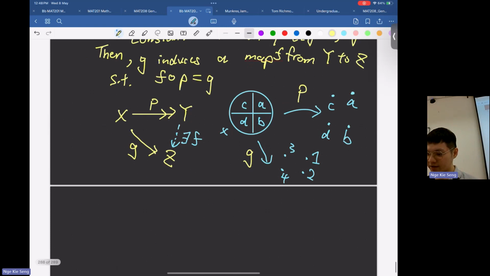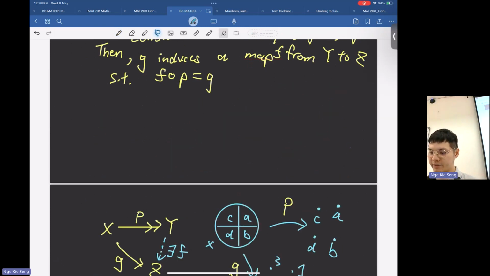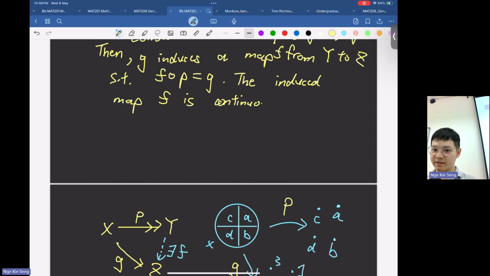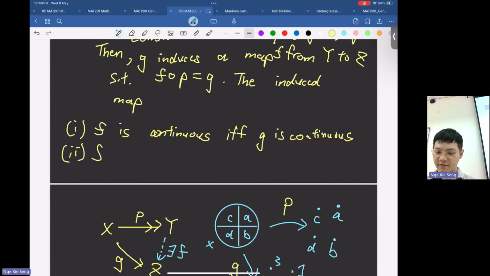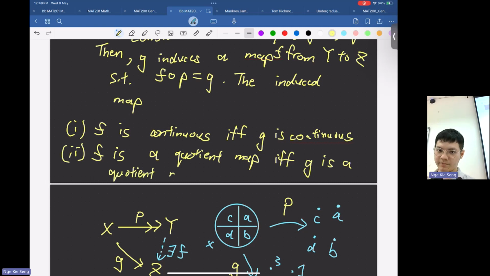But we want to extend this result further. Then we can talk about whether this induced map is continuous or not. Because X is a topological space and Y has the quotient topology, F is continuous if and only if G is continuous. This is the first part. And then the second part: F is a quotient map if and only if G is a quotient map.